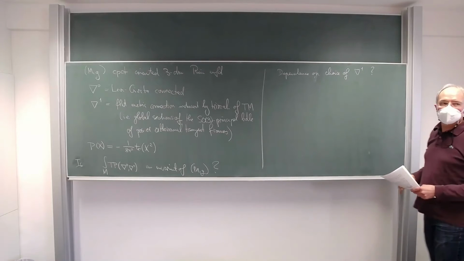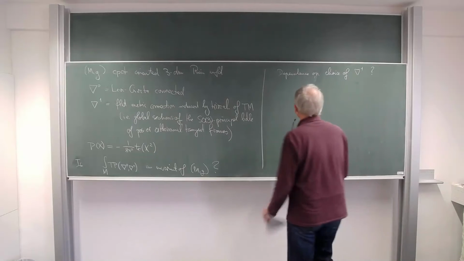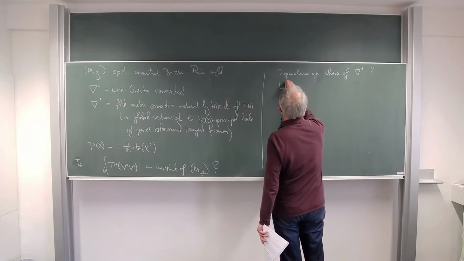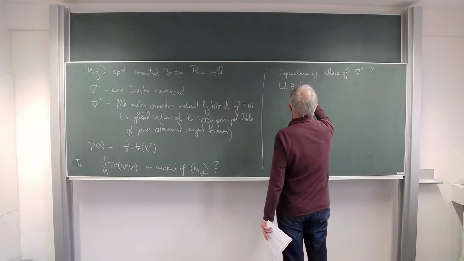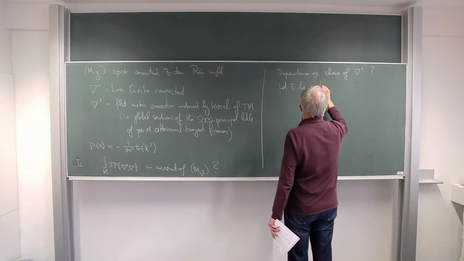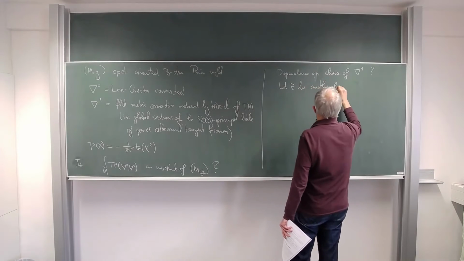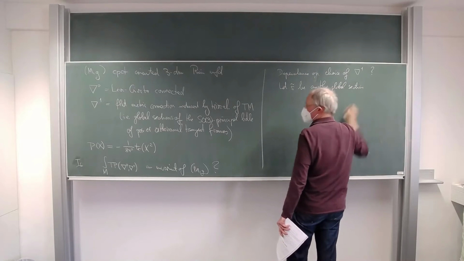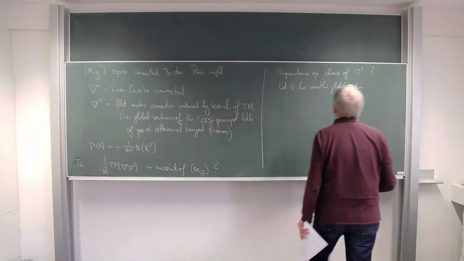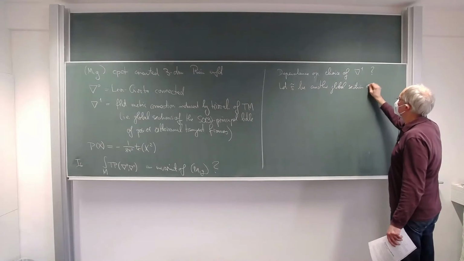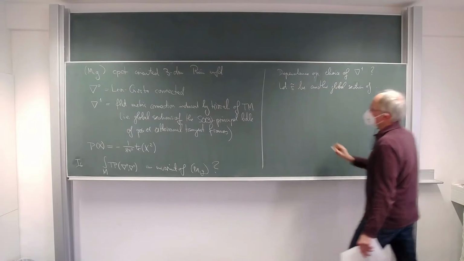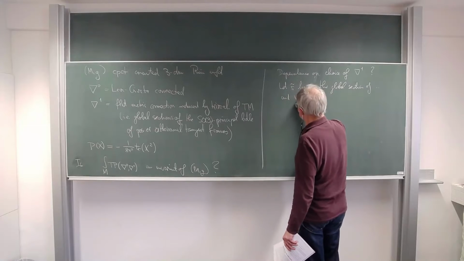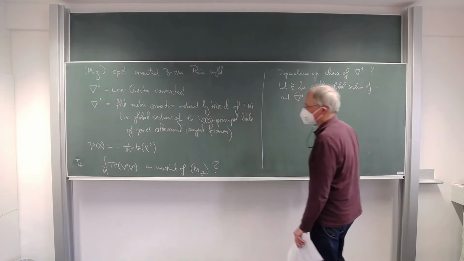All right, so let's just pick another one. So let S tilde be another global section of this bundle here, and let nabla 1 tilde be the corresponding flat connection.